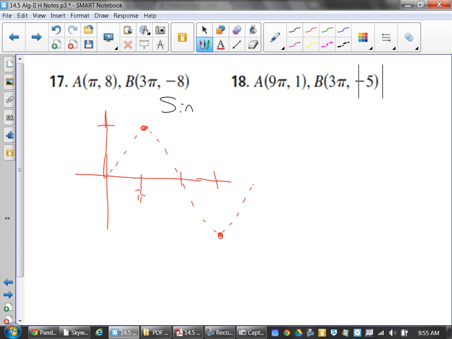What's your A value? 8. I know that the distance between my max and min is half my period, so between pi and 3 pi is 2 pi. So the period is going to equal 4 pi. Set it equal to 2 pi over b. What's b again? And go on your merry way. Okay. So it doesn't start on the y-axis like that. We know it starts at 0 and goes up. Yeah, unless there's a shift. Okay.